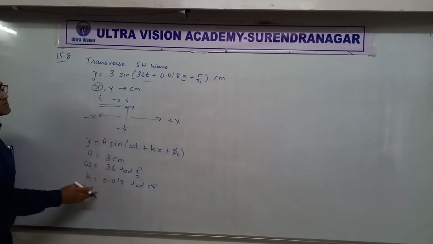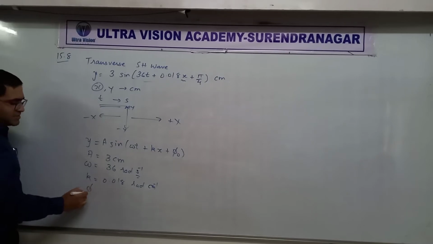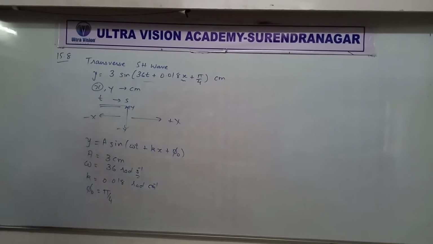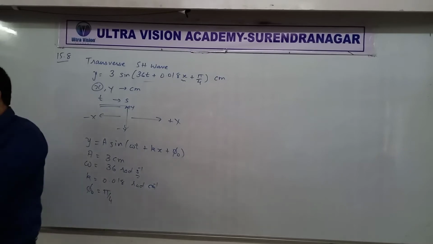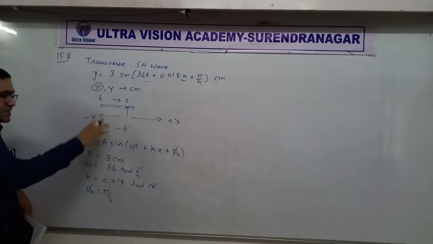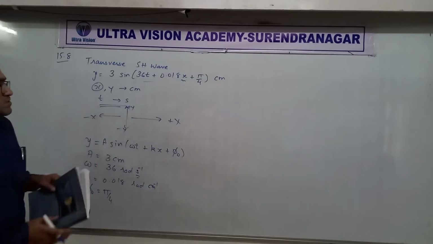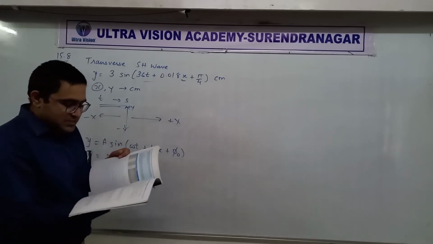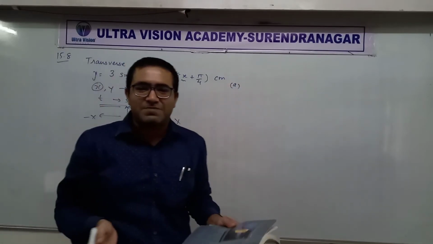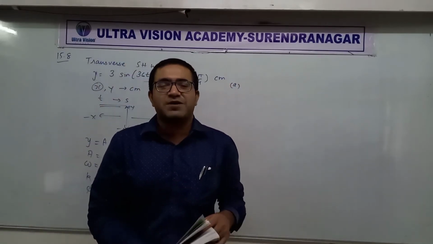Okay, everyone, this is clear so far. And phi 0 is easiest, pi by 4. Right, so that's the basic information about this question. Now, first question, A. Is this a traveling wave or a stationary wave? Well, what's a stationary wave? I have not explained, don't worry, we'll cover it in the later part of the chapter.